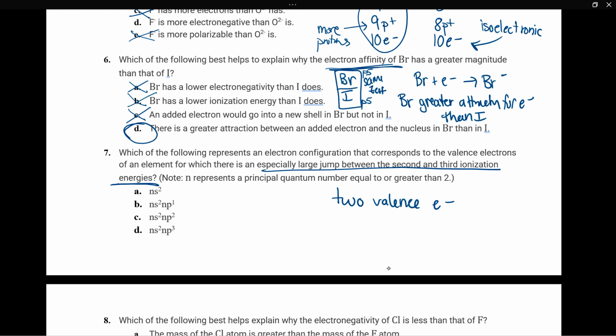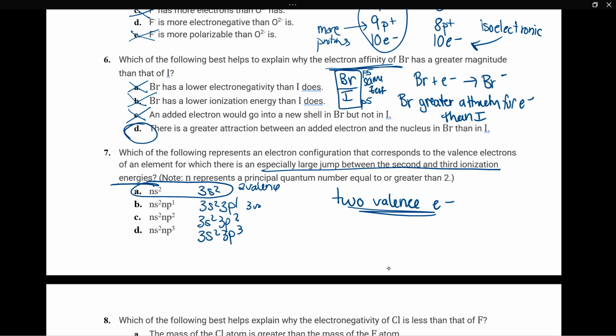So n represents the shell number. Let's just throw a number out there, let's say 3, just in case it helps clarify it. So 3s2 versus 3s2 3p1, 3s2 3p2, or 3s2 3p3. Basically, we're wondering which of these has 2 valence electrons. And it looks like the answer right here is A. This one has 2 valence.